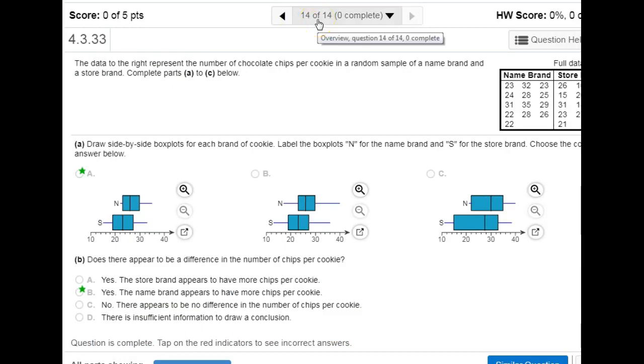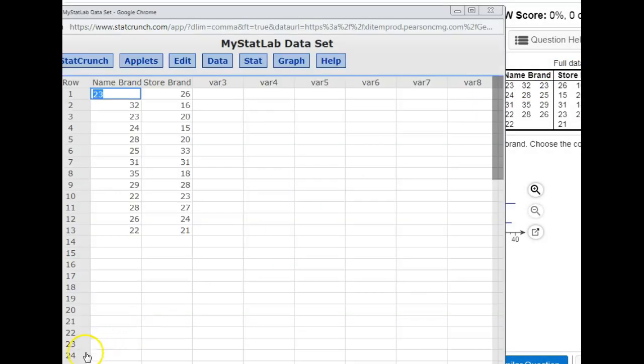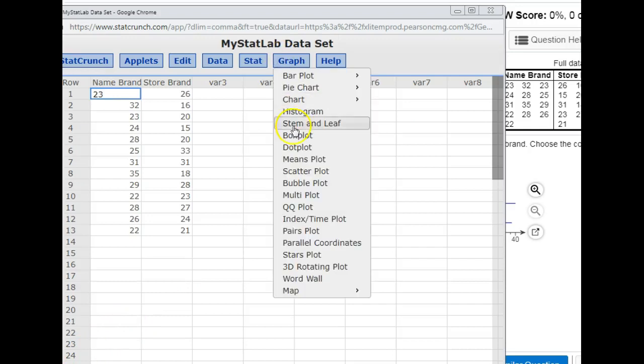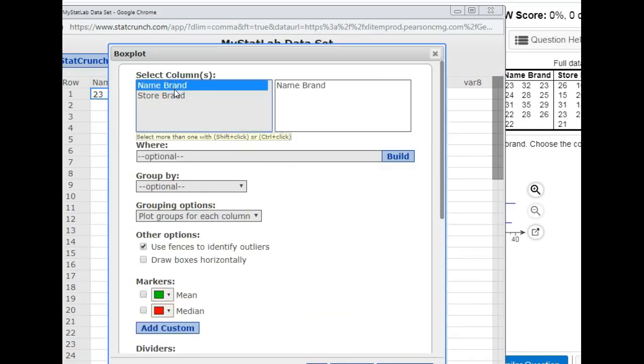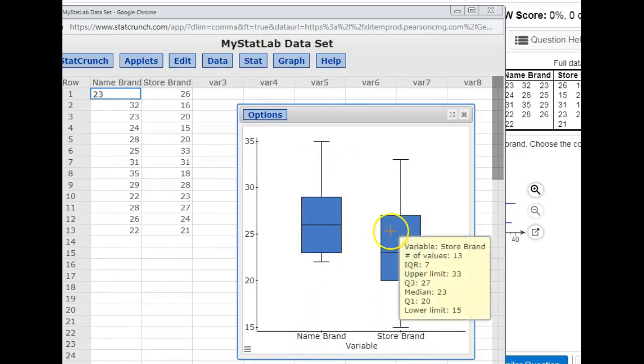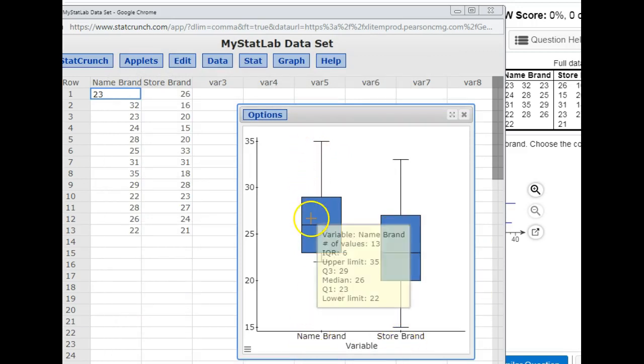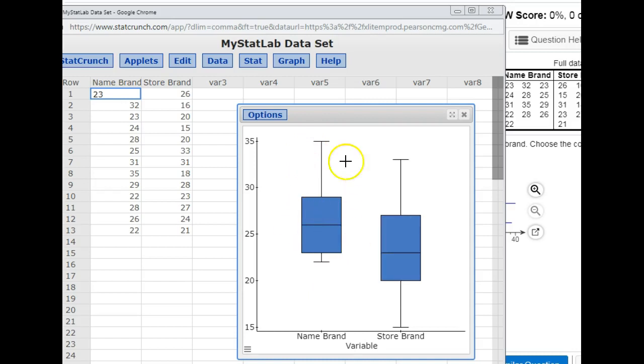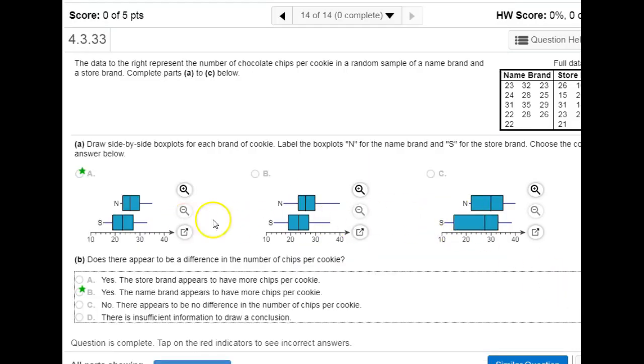And our last one here, we have data on the number of chocolate chips per cookie from a name brand and a store brand. So we want to open that data up here in StatCrunch, and we're going to draw the box plots. So we can go to graph, box plot, and we want them from both of them. So holding down Control as you click, you want both of them to show up over here. And when you hit compute, you'll get them side by side, the name brand one and the store brand one. First, notice that these are positioned a little different here, vertical as compared to your answer choices, which are horizontal, so you have to do a little bit of comparison there.